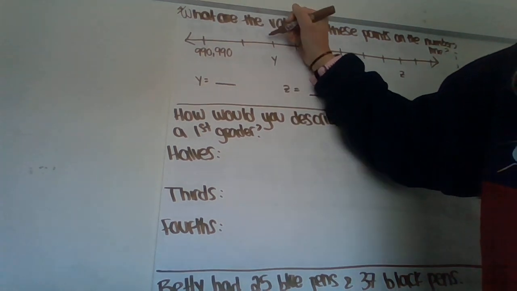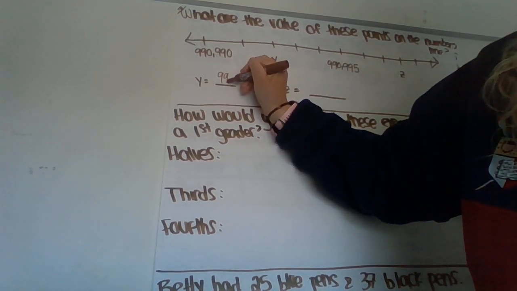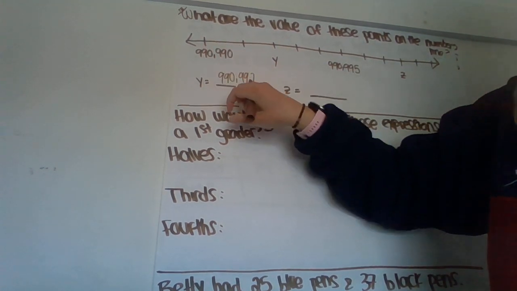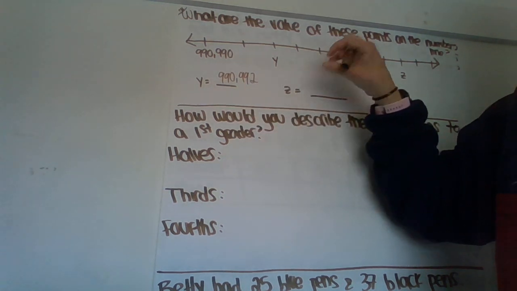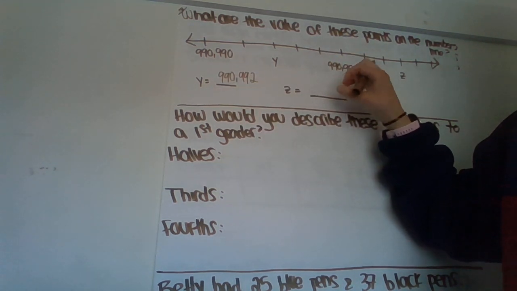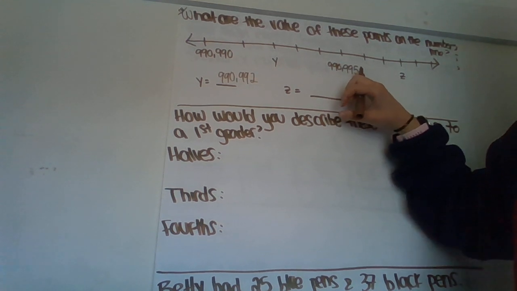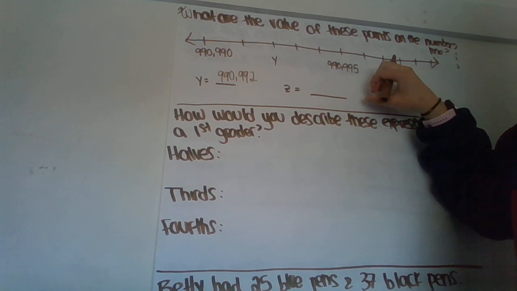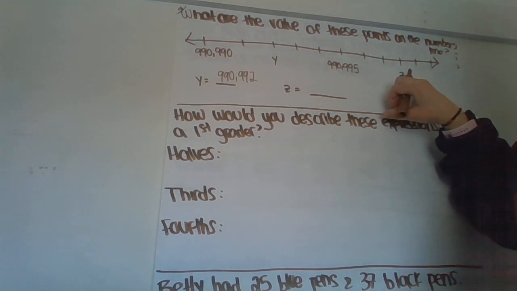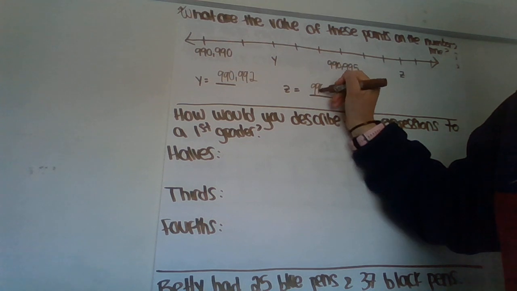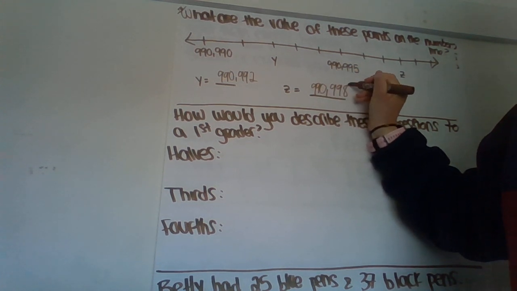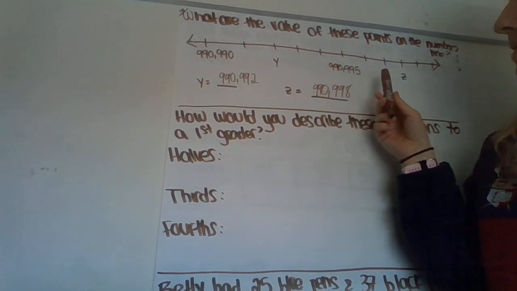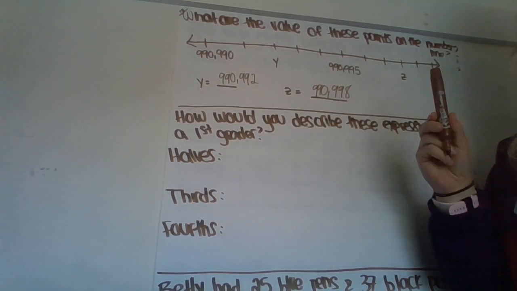990,991, 990,992. Notice how the ones place is the only one that changes. And then I know that this is 990,995. So I'm just going to continue going up by ones. 990,996, 990,997, 990,998. The reason I was able to solve that so quickly is because I figured out what the number line was going by, and I checked based on the two points that I already knew.